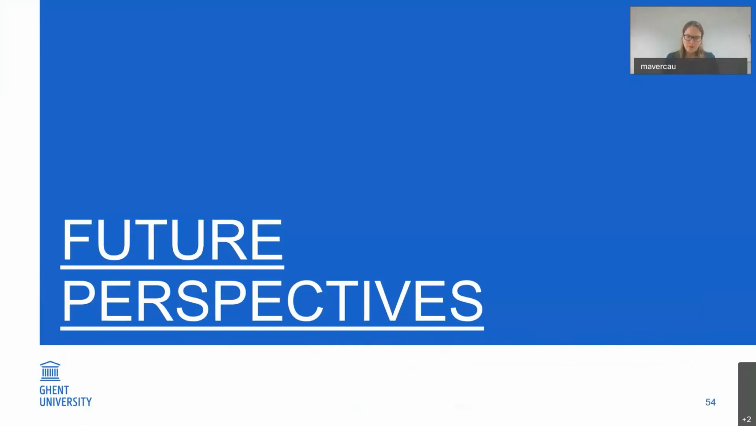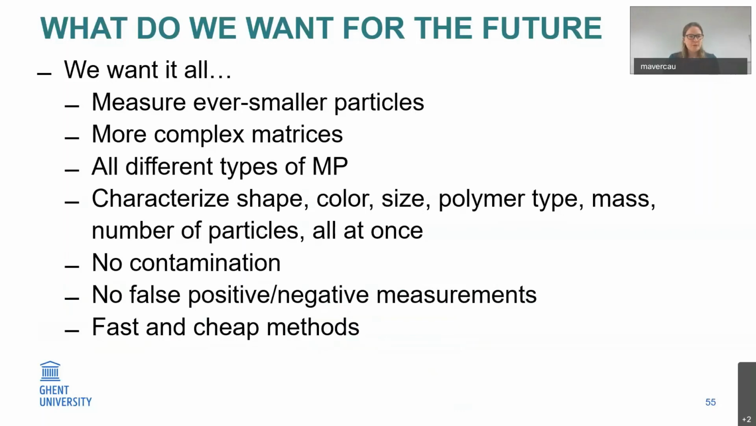So to end my presentation, I want to go over some future perspectives, or what we would want for future research, or for future techniques for microplastic research. And the problem is a little bit, you kind of want it all. We want to measure smaller and smaller particles. We want more complex matrices. We want to measure all different types of microplastics. But next to that, we also like to characterize shape, color, size, polymer type, mass, and so on and so forth. We want no contamination, no false positive or false negative measurements. And we want it fast and cheap, of course, also.